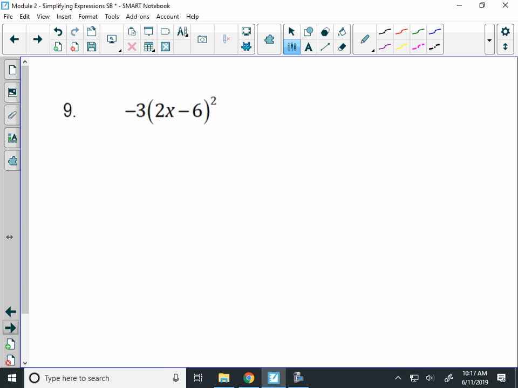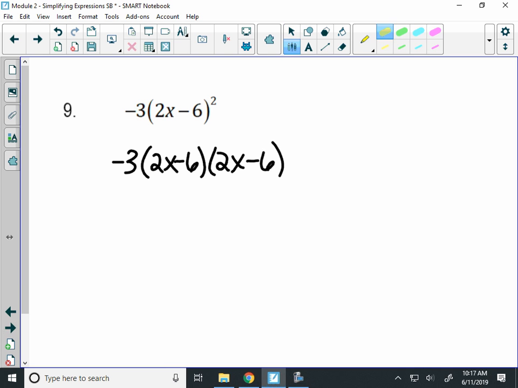All right, number 9, last one for part 2. I have a -3, but that is not being squared. So the -3 just stays out in front, but I am squaring 2x minus 6. So I have to write it twice. Now, I'm going to start by just multiplying the two binomials on the right. Pick two things and multiply them together. So then -3 is just going to stay put, and I'll have another set of parentheses. I'll distribute it later.